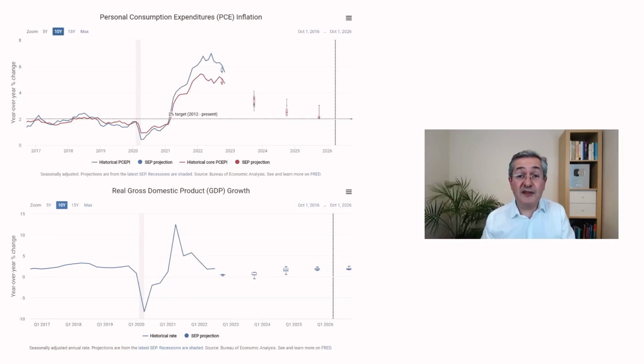If we look at the forecast from the Fed's Monetary Policy Committee, which is called the FOMC, their summary of economic projections forecasts that inflation will be falling over the course of this year quite significantly and over the course of next year. At the same time, they expect growth will be very weak, not far above a recession. So they too expect inflation and growth will be falling.